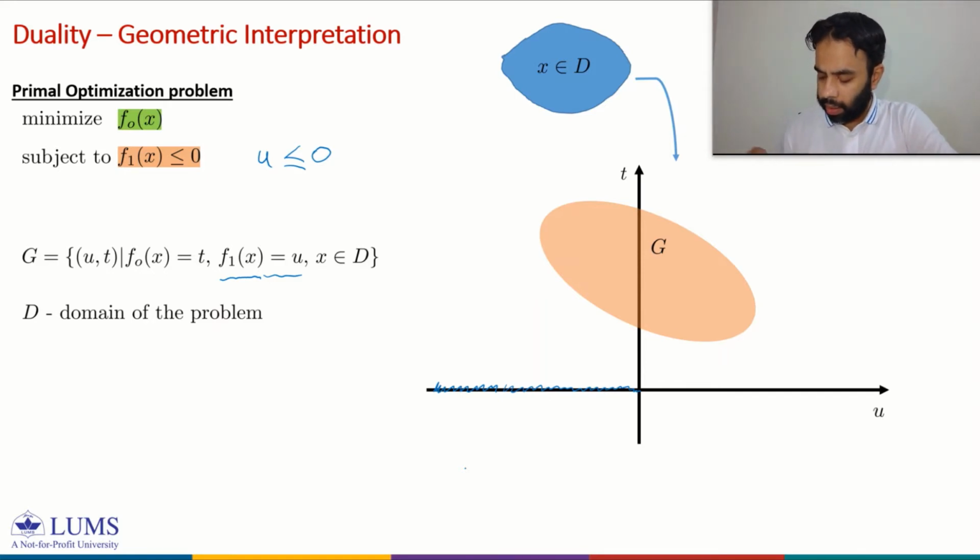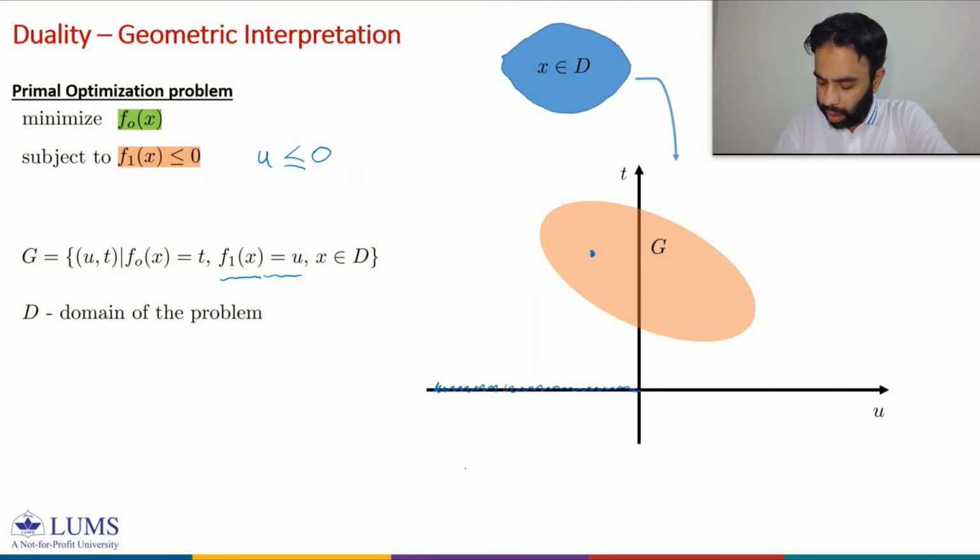So when u is less than or equal to 0, we pick a point in the set G, say this point, and obviously this point corresponds to some x, or multiple x, in the domain D. And so we say that all those x are feasible for which f1 of x is less than or equal to 0, and that is by definition.